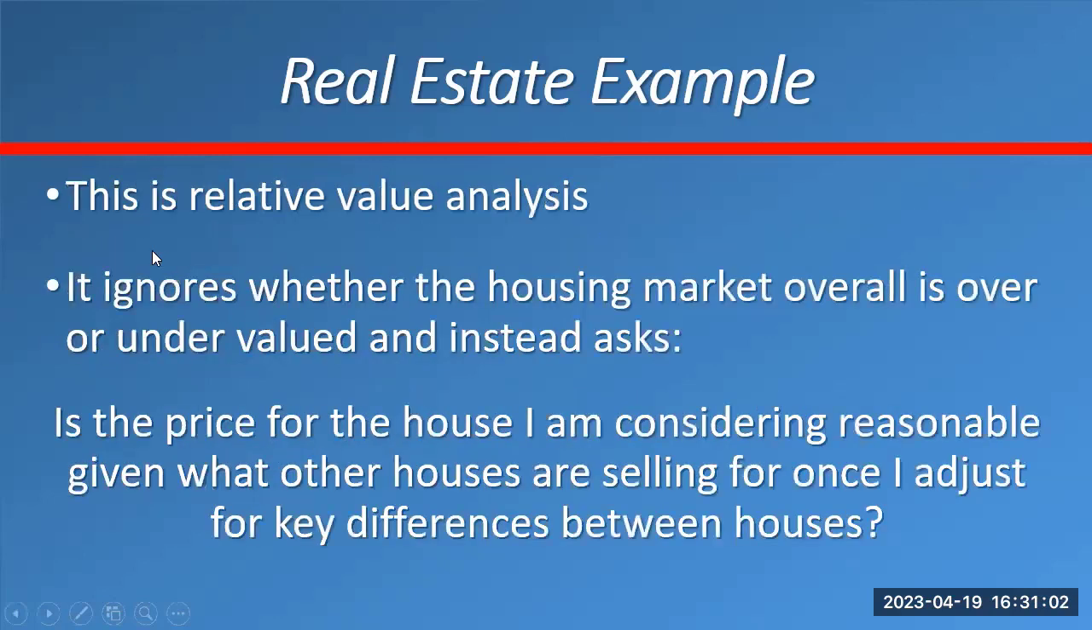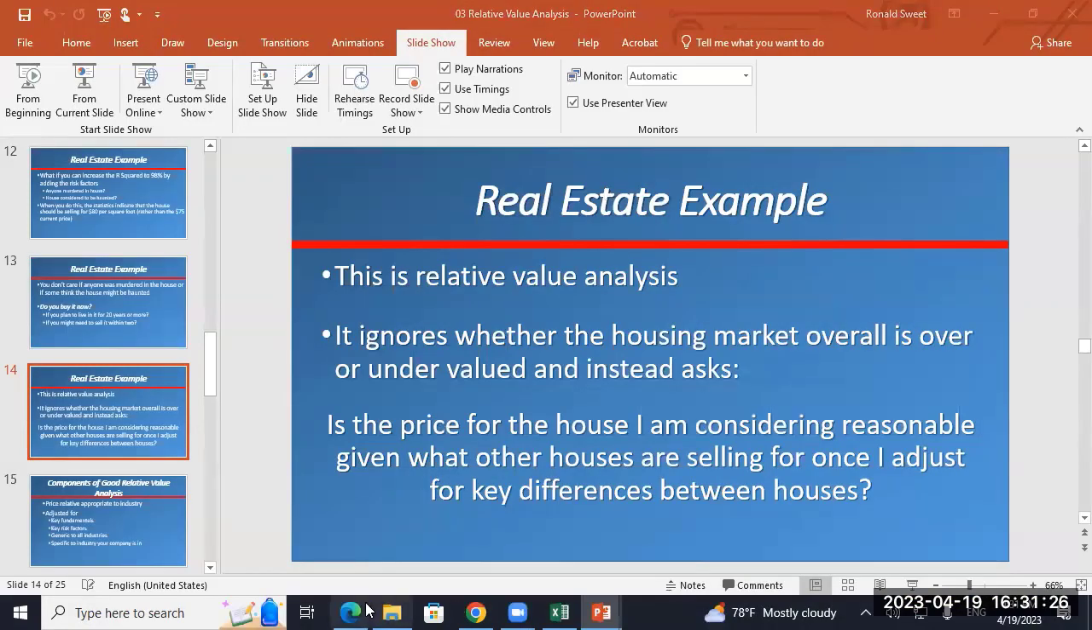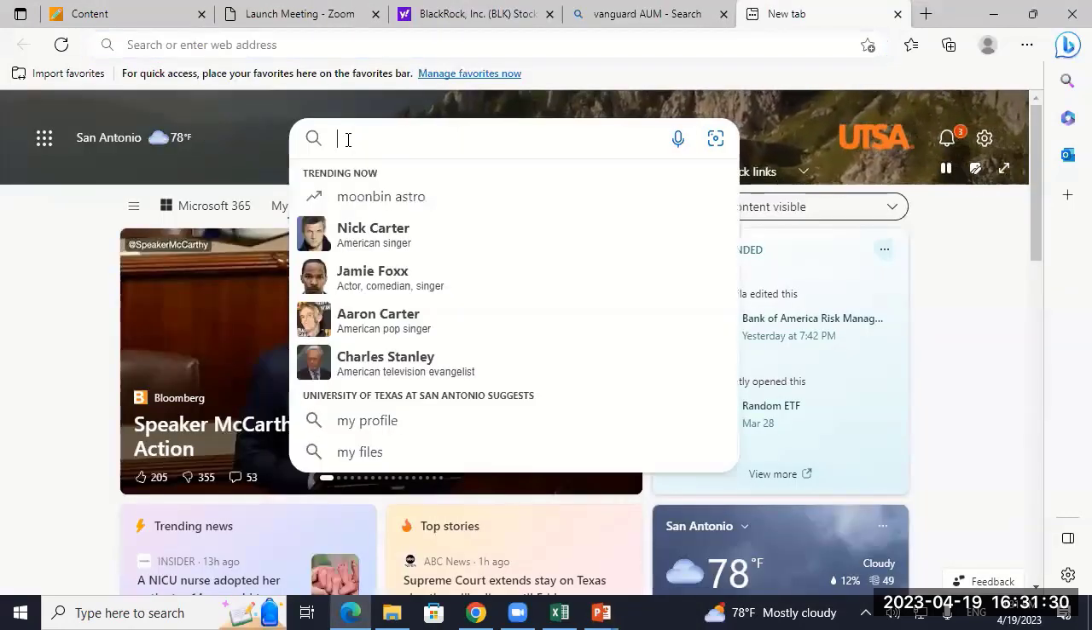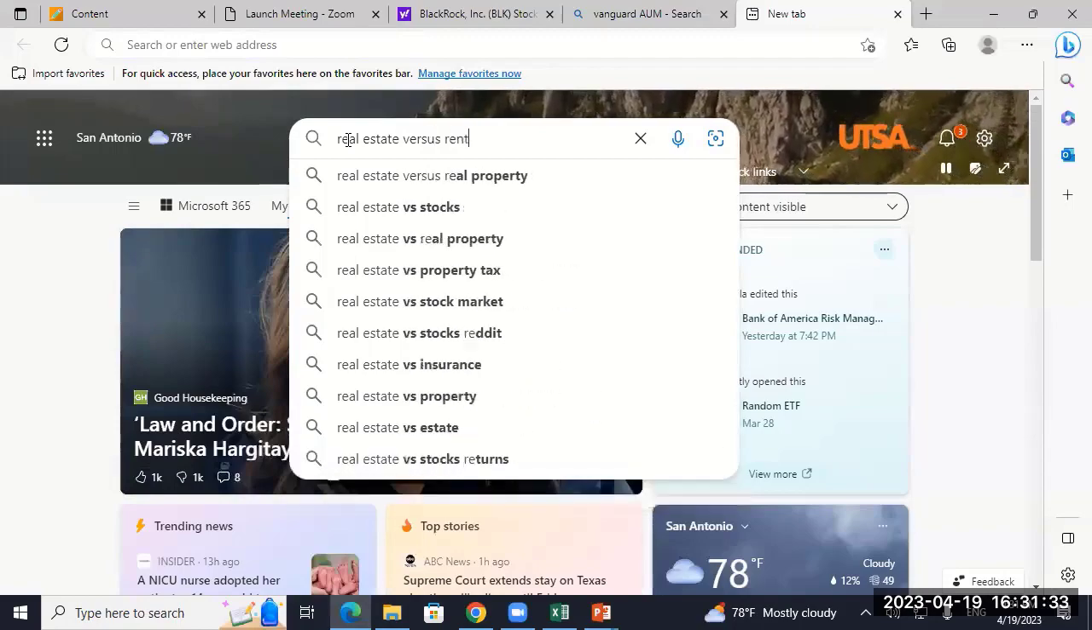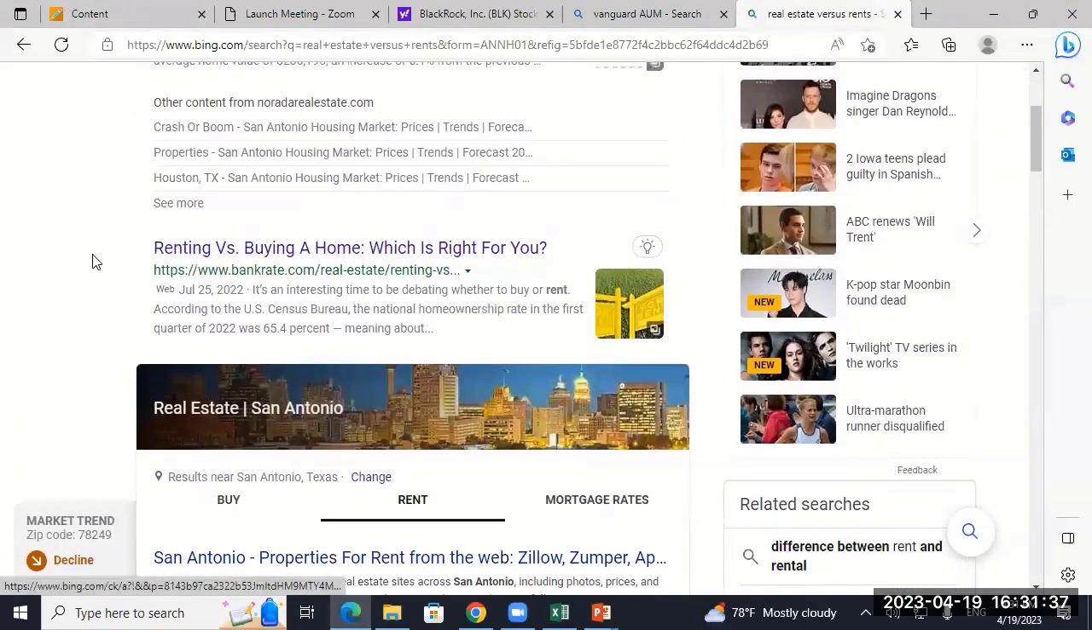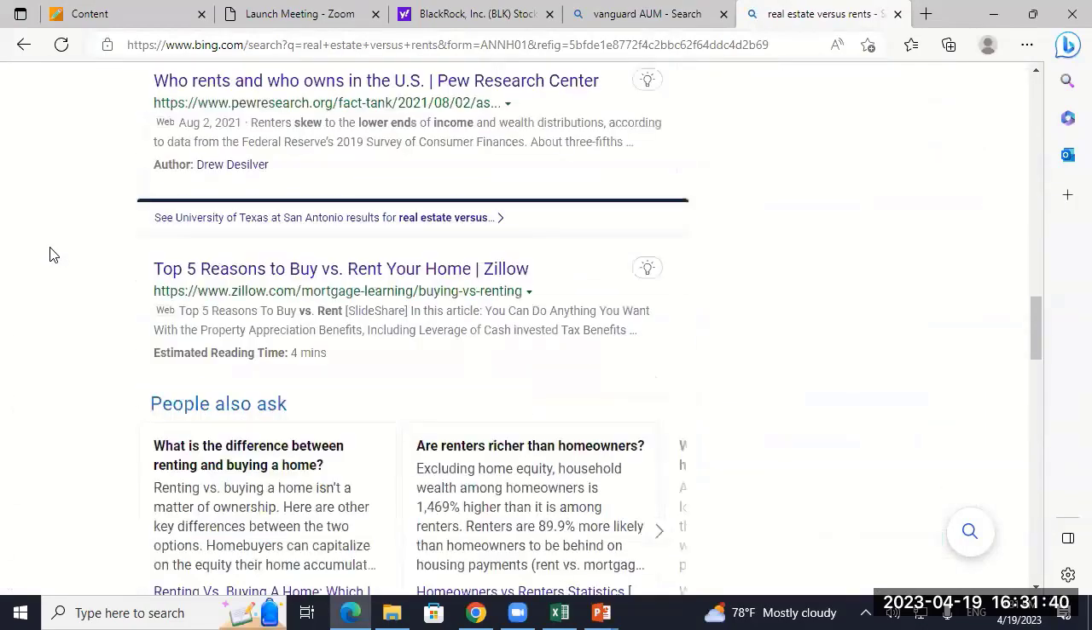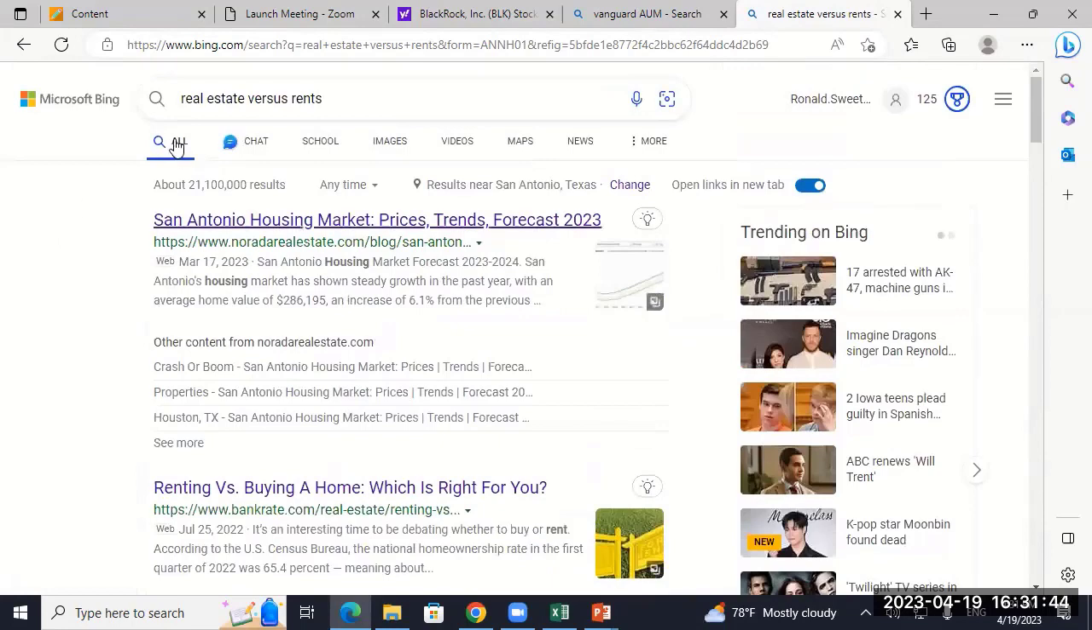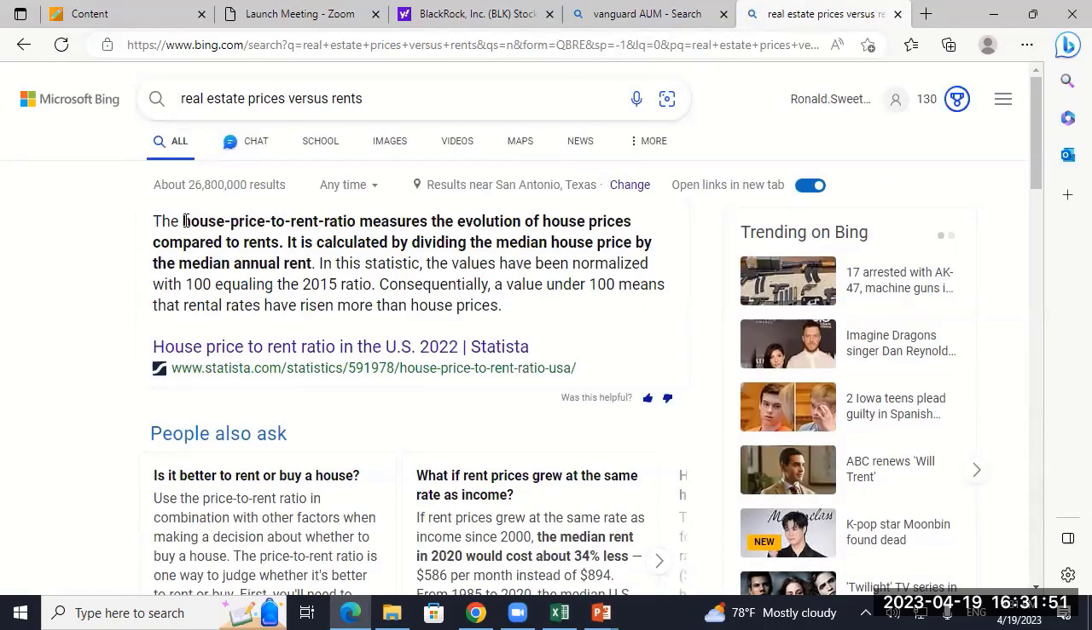So this is what relative value is. It doesn't ask if the housing market's overpriced or underpriced. You can certainly do that with relative value. You can look at house prices per square foot over time and compare that to inflation and other things. What's an easy way to see if real estate's overpriced at an asset level? Well, there we do real estate versus rents. I forget the name of the ratio, but you look at real estate prices versus rents. There it is, the house price to rent ratio.